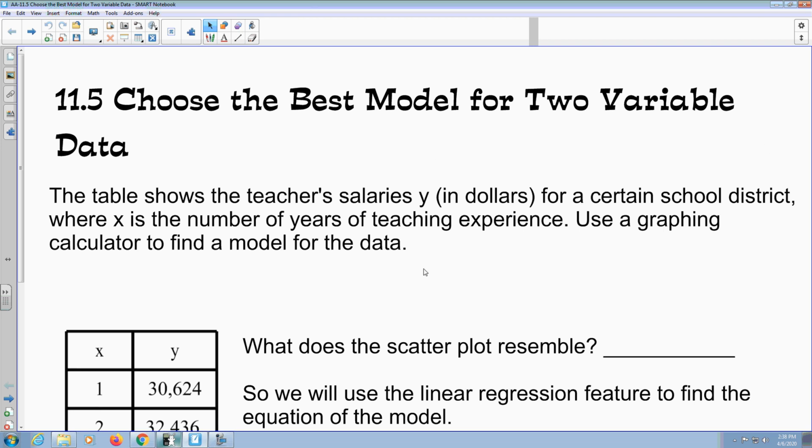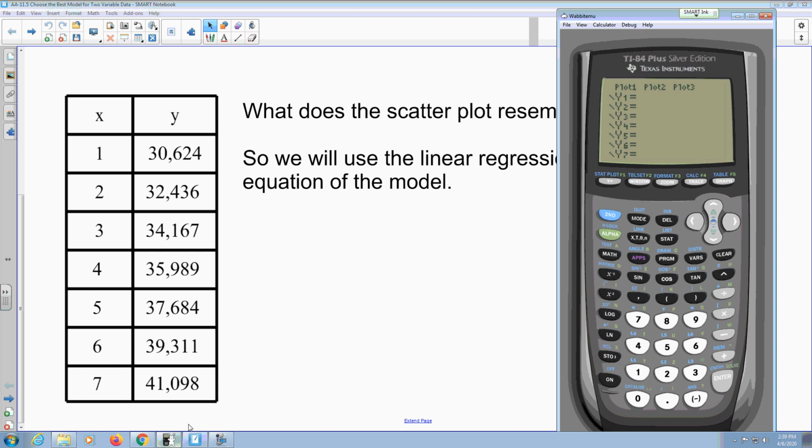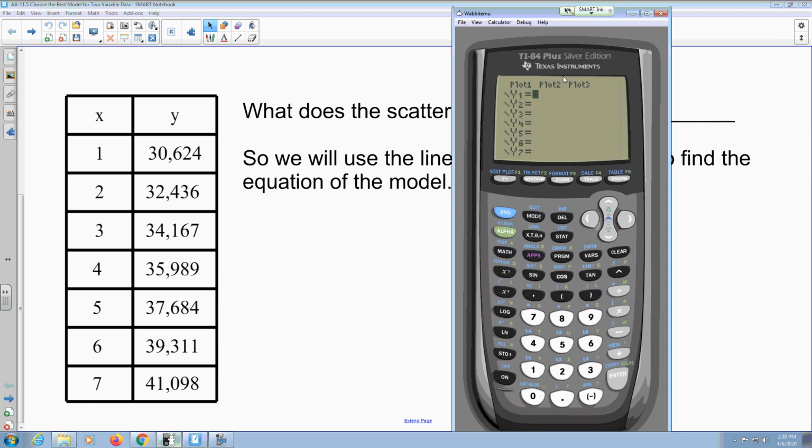So we have our piece of data. We have our x values 1, 2, 3, 4, 5, 6, 7, and our y values 30,624, and so on. What we have to do is put that data into the graphing calculator. Click on the STAT icon right there, and we're going to edit. If there were data here, you would have to hit delete to get rid of it, but since we don't have any, we're good to go.